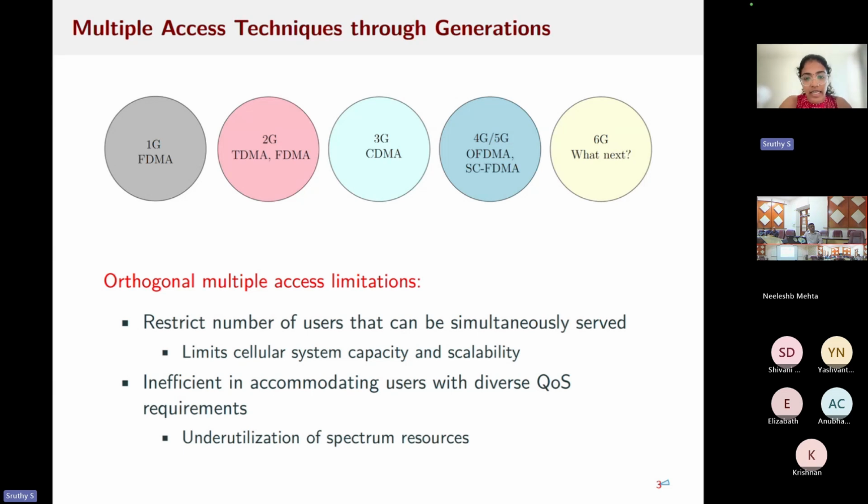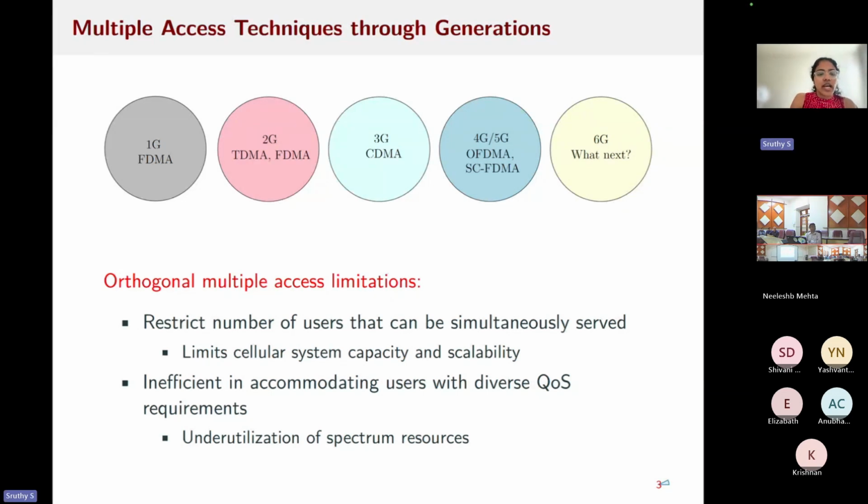But at the same time, it has limitations. The first one is that it restricts the number of users that can be simultaneously served. Why? Because the number of users that can be simultaneously served is directly tied to the number of orthogonal resources, which limits cellular system capacity and scalability. And it is also inefficient in accommodating users with diverse quality of service requirements. For example, if a user requires a very low data rate, but is still using a complete orthogonal resource, it is just underutilizing the spectrum resources.